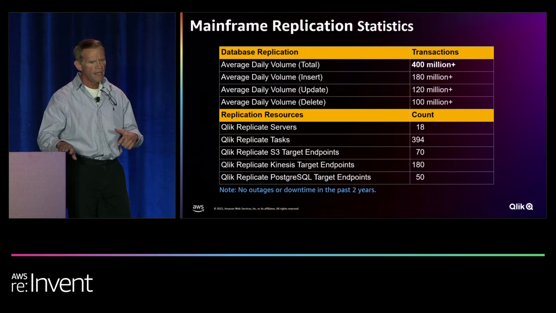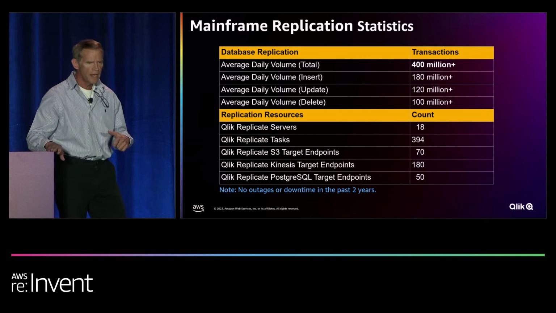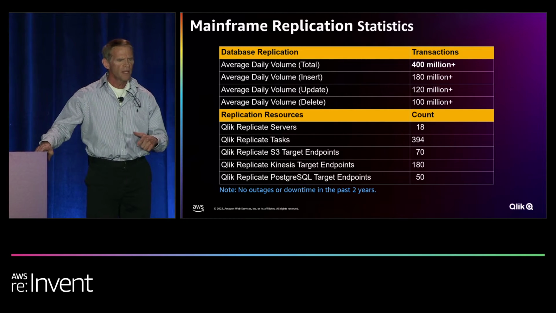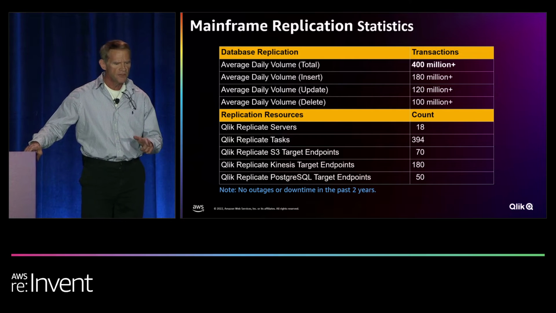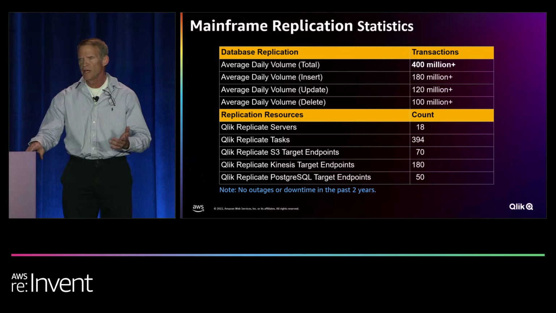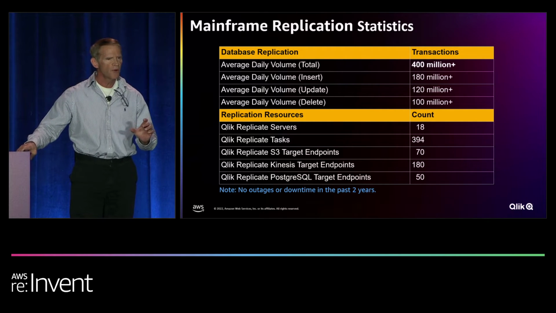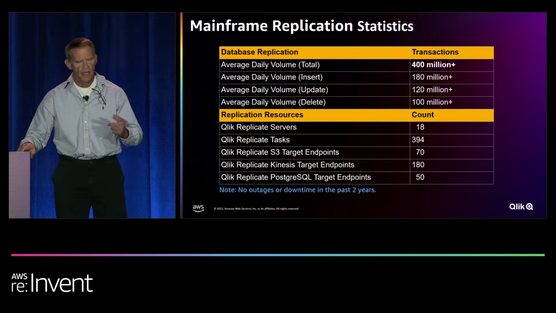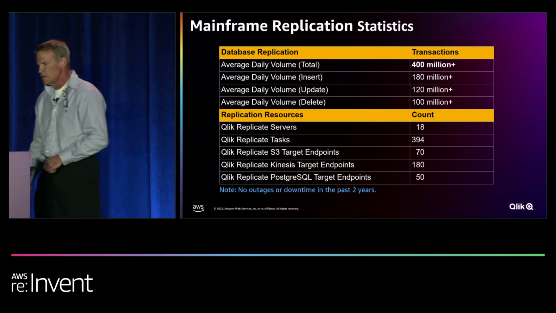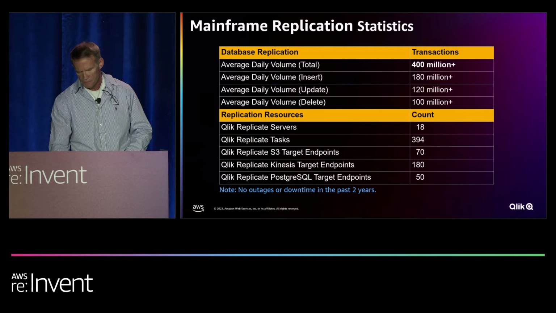And we have 3 primary target endpoints that we replicate to. S3 for analytics, Kinesis, which is really a staging area for DynamoDB, and then Postgres Aurora. We have 3 primary reference architectures, and I'm going to provide you with a little bit more detail on each of those.